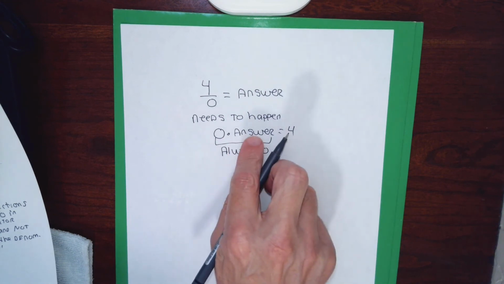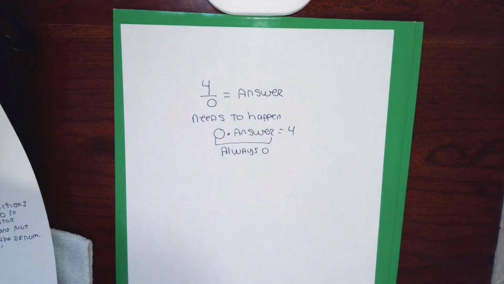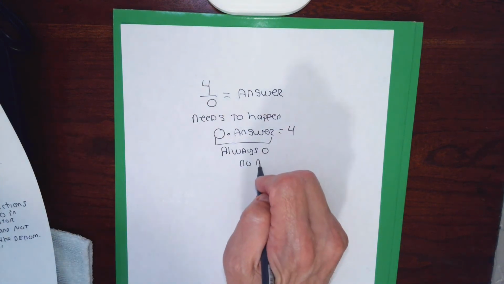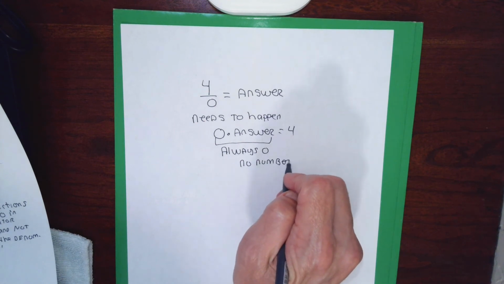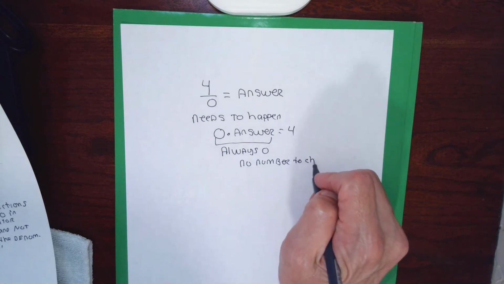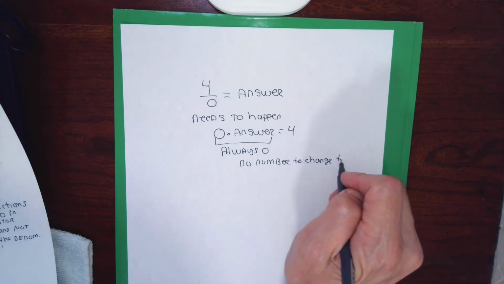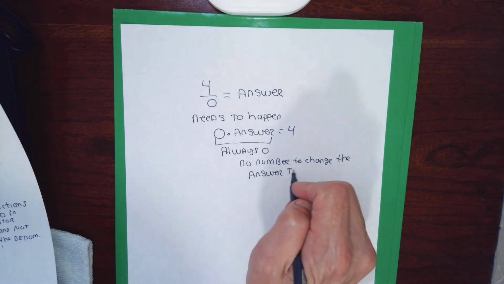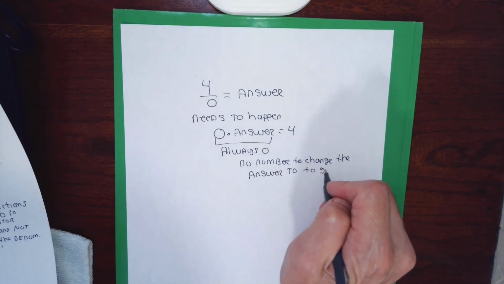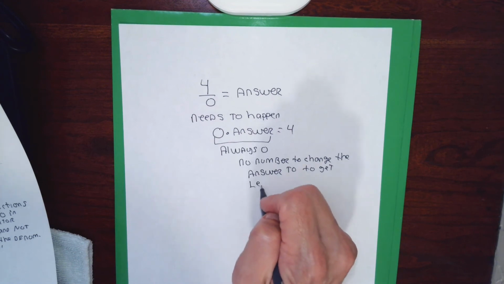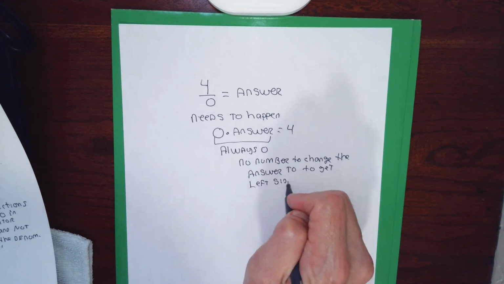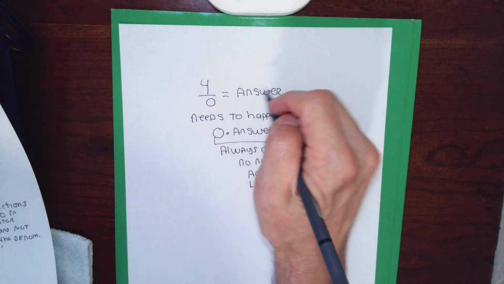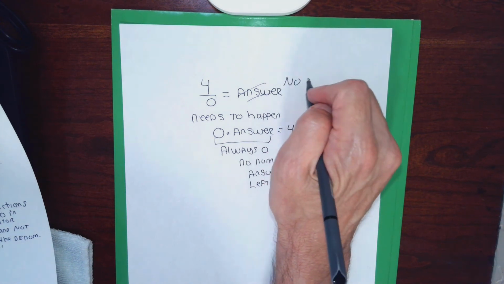Because no matter what number I plug in for the answer, 0 times that number is going to be 0. There's no number to plug in, no number to change the word answer to, to get the left side equal to 4. This, we say it has no solution.